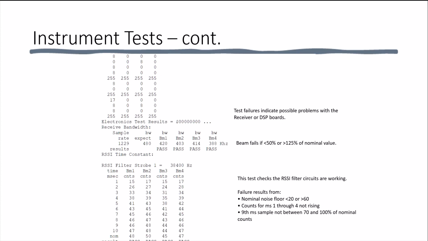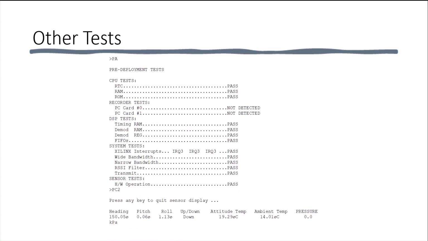If the electronic test fails, it is typically very obvious when you begin to collect data. The wide, narrow bandwidth test can fail if the ADCP is not in the water. HW operation tests can fail if the ADCP is on its side, as this tests the compass and pitch roll sensors.